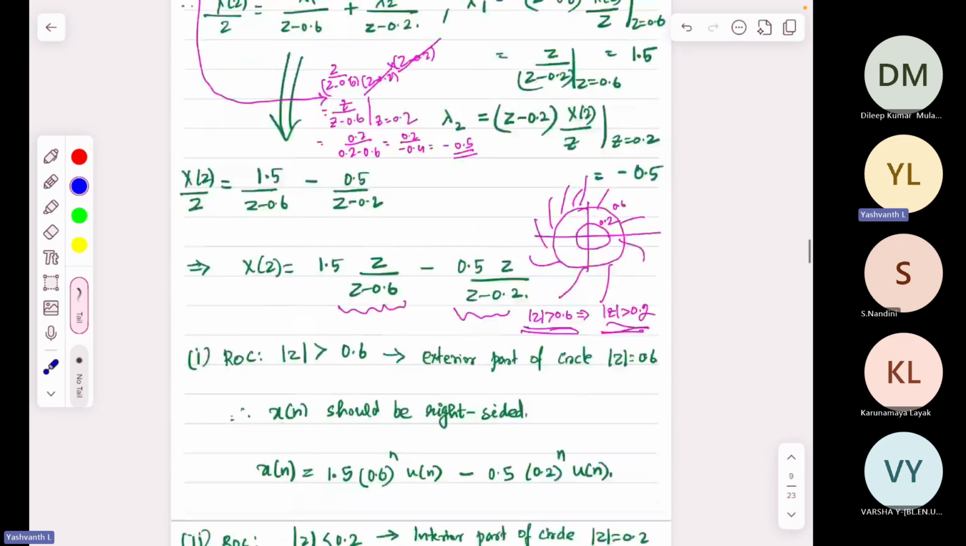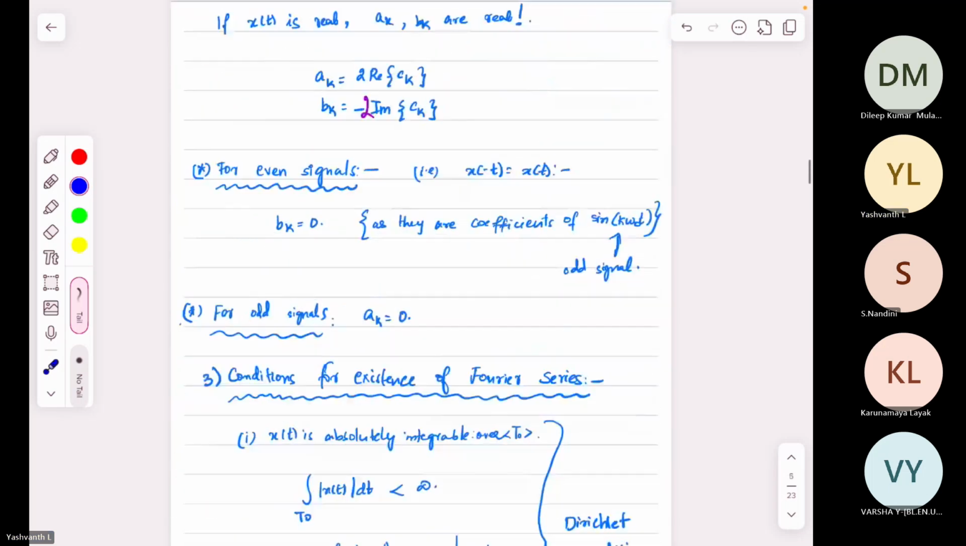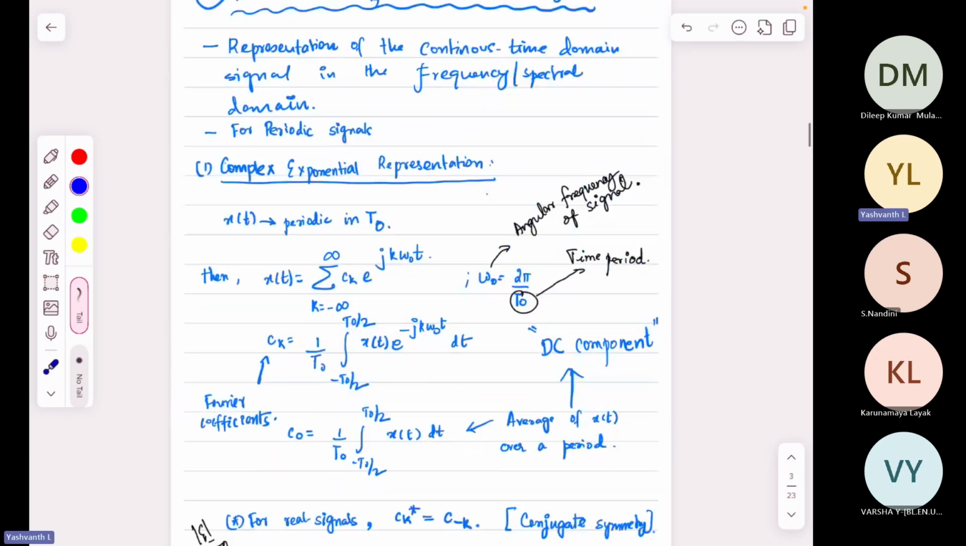I'll go back to the first page again. Here x of t is equal to the summation over Ck e power j k omega naught t, where Ck is equal to 1 by T naught integral from minus T naught by 2 to plus T naught by 2 of x of t e power minus j k omega naught t. You can argue that here it is minus T naught by 2 to plus T naught by 2, but I'm using 0 to T naught. It's okay, because I only need to integrate over one time period. It doesn't matter what the exact starting and ending points are; it should be within one time period, either minus T naught by 2 to plus T naught by 2 or 0 to T naught.